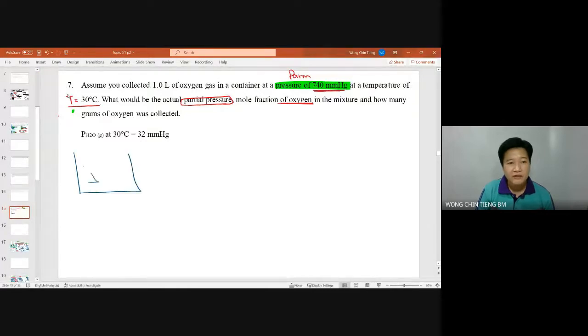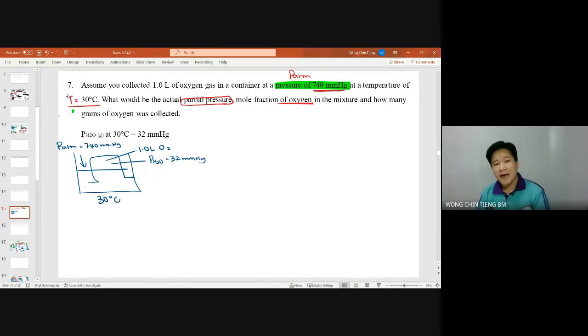So I have over here my container as always. Container buruk kita. I have over here partial pressure of water 32 millimeter mercury. Saya ada 1 liter of oxygen gas. Okay? The atmospheric pressure given, the PATM given, 740 millimeter mercury. Temperature given, 30 degrees Celsius. What would be the actual partial pressure, mole fraction of oxygen and the mass of oxygen? Cari oxygen, cari mass oxygen. Senang je, semua benda nak cari oxygen punya.